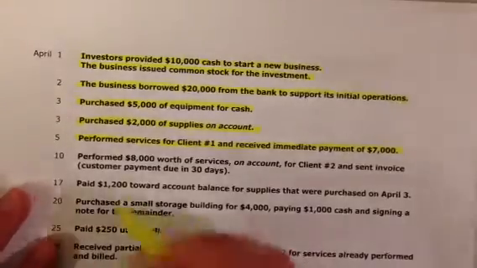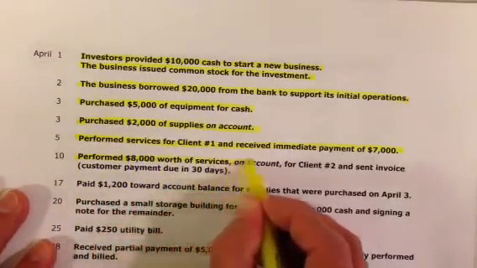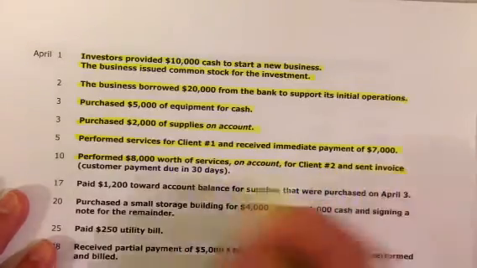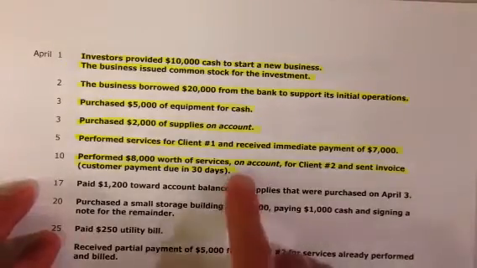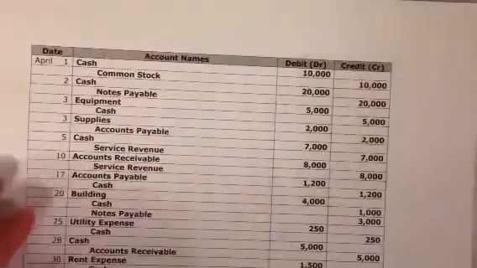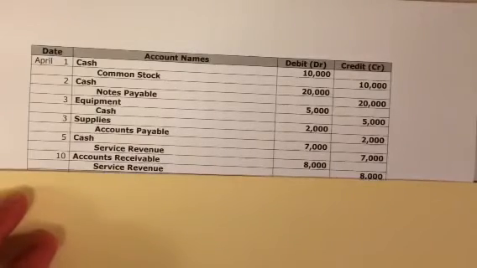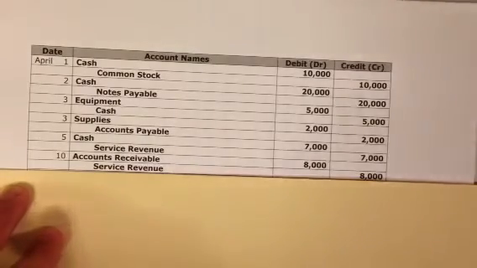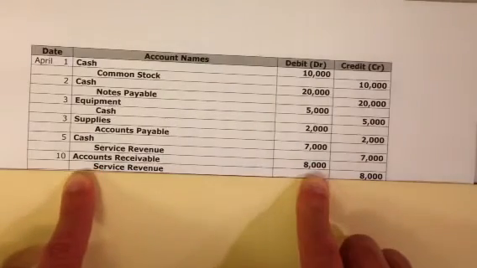What happened next? It looks like we performed $8,000 worth of services for another client, but this was on account. And we then sent them an invoice. So we didn't receive any cash yet, but we did the work for these people. So what will we be debiting? Well, we didn't receive cash, but we have a receivable. This is money that will be coming to us. So we've debited our accounts receivable, that's an asset, by $8,000.